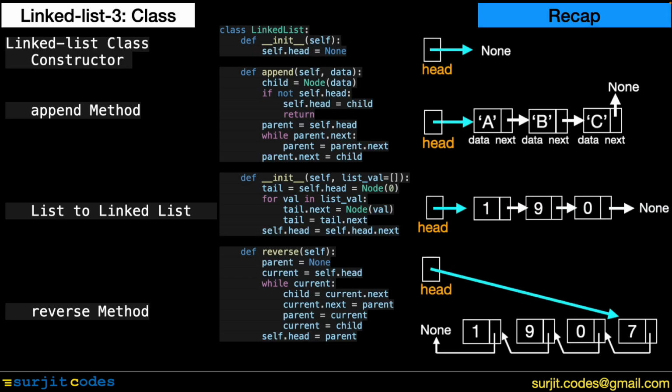In this session, we defined the linked list as a class. Head is none for an empty linked list. We then talked about the append method. We modified the constructor to convert a list to a linked list. Finally, we discussed the reversal of a linked list.